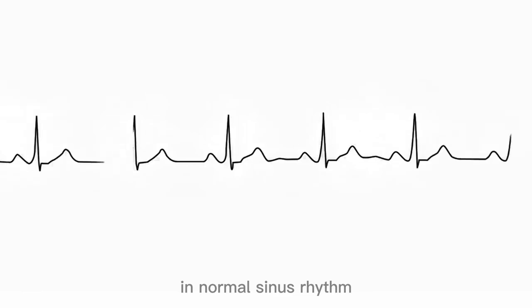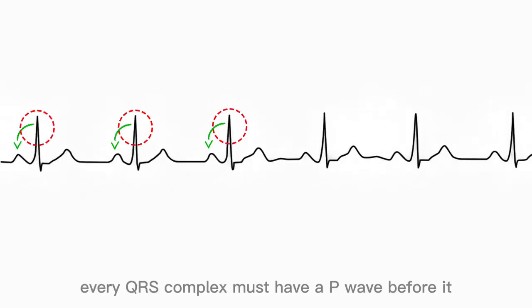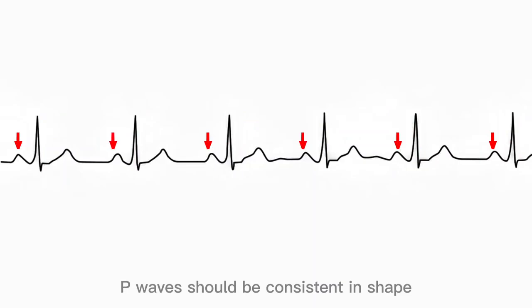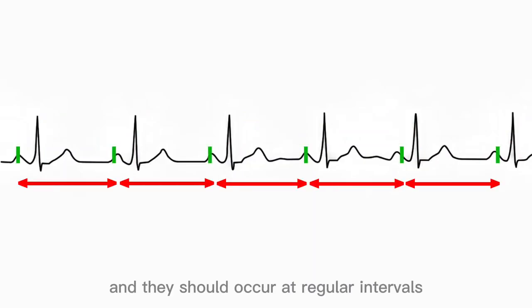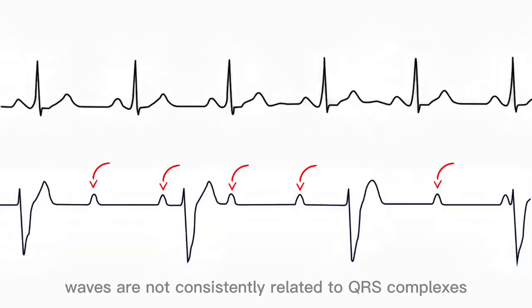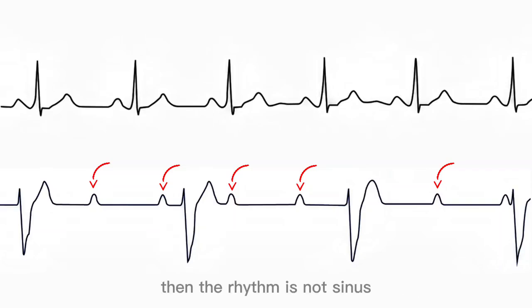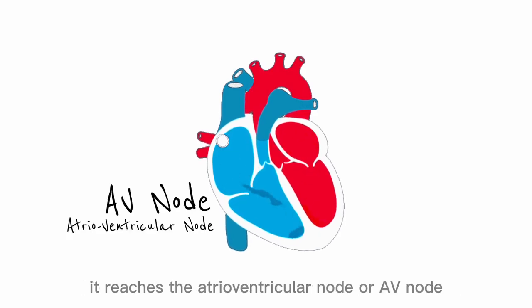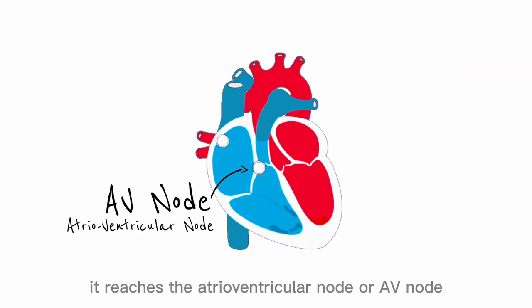In normal sinus rhythm, every QRS complex must have a P wave before it. P waves should be consistent in shape, and they should occur at regular intervals. If you don't see P waves, or if P waves are not consistently related to QRS complexes, then the rhythm is not sinus. After the electrical impulse travels through the atria, it reaches the atrioventricular node, or AV node.